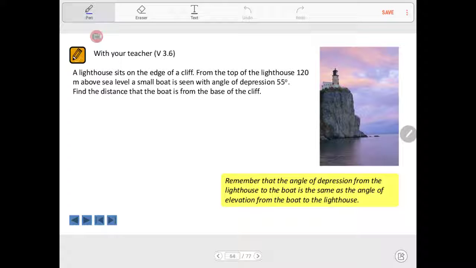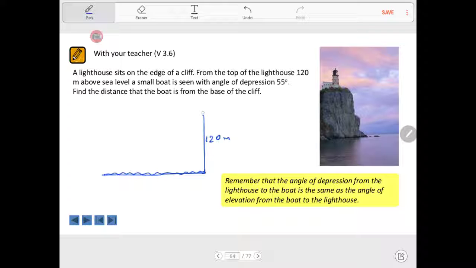So a lighthouse sits on the edge of a cliff. So this is our situation here. We've got a cliff with a lighthouse at the top of it, and this is 120 metres above sea level. So here is the sea down here along the bottom. Okay, so this is the water down here. Here's the cliff, 120 metres high.